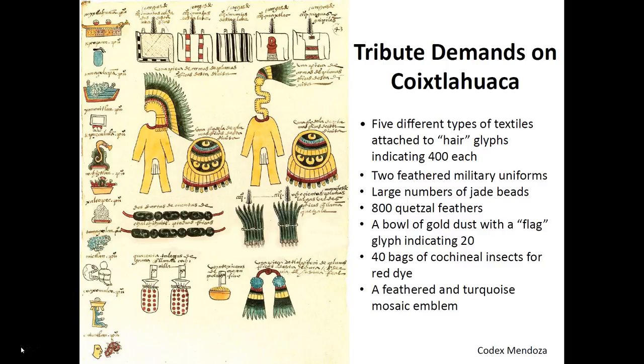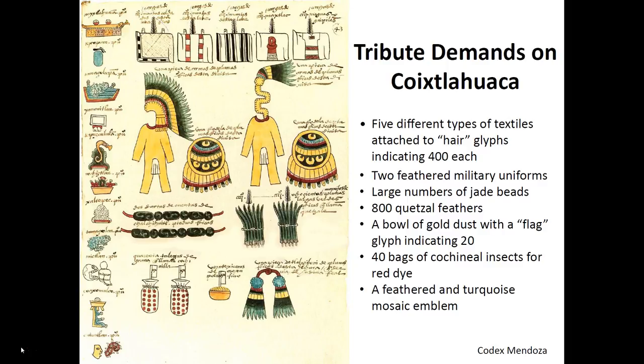There are also bundles of quetzal feathers, 2 bundles indicating 800 quetzal feathers. Now, Coatzacoalcos in Oaxaca is not where quetzals live, but the Aztec didn't care. You still need to provide these and obtain them somehow. Also, gold dust, jade beads, feather and turquoise mosaic emblems.